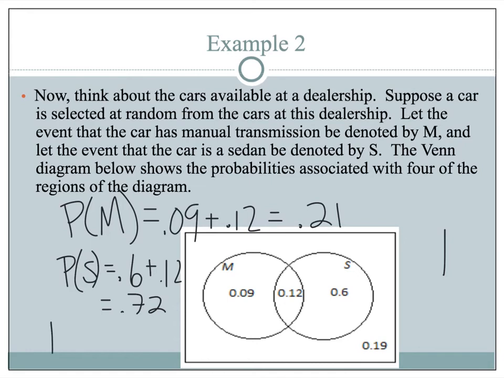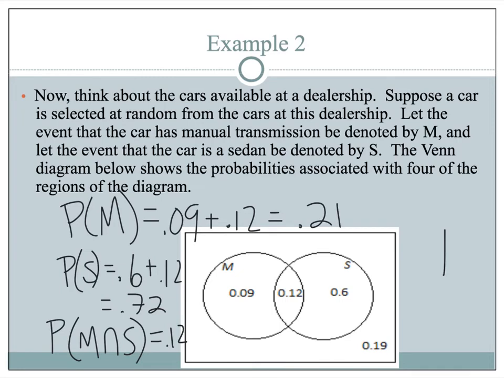What's my probability of both being manual and a sedan? So M intersect S, M and S, manual and sedan. That would be my 0.12. No adding or subtracting there.